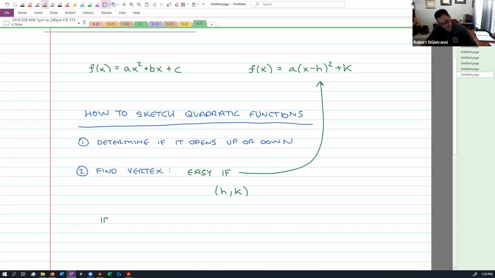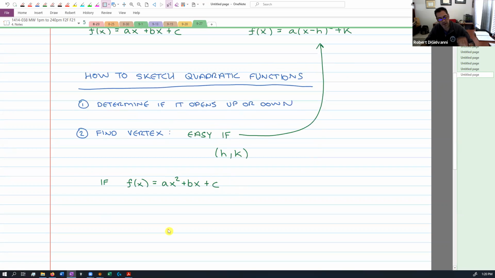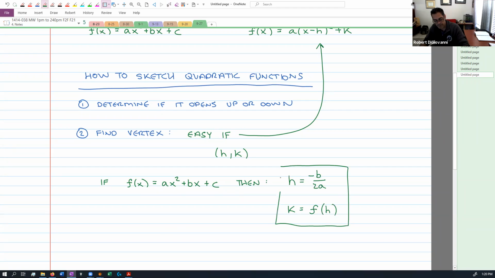Now, if you have this form, the vertex is a little harder. If you have this, then I have to give you a formula to find the vertex. Here it is. H will be equal to negative B over 2A, and K will be the function evaluated at H. So this is called the vertex formula. That formula actually comes from calculus. When you're in calculus, hopefully your calculus professor will show you why this is true. For us, we're just going to use the formula, take it on faith and be happy.